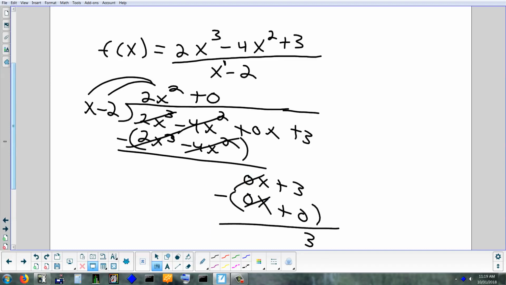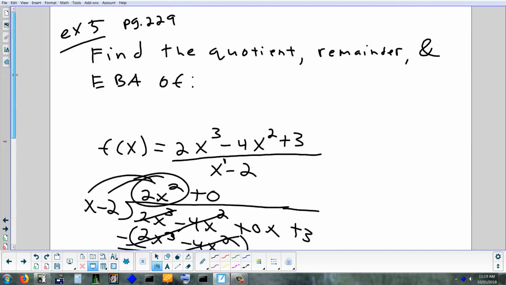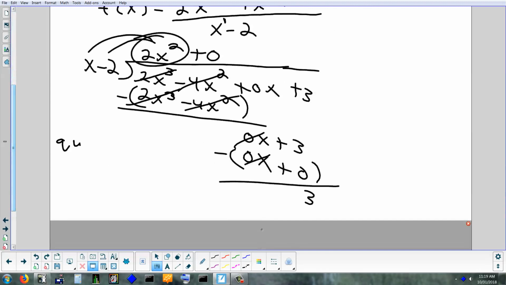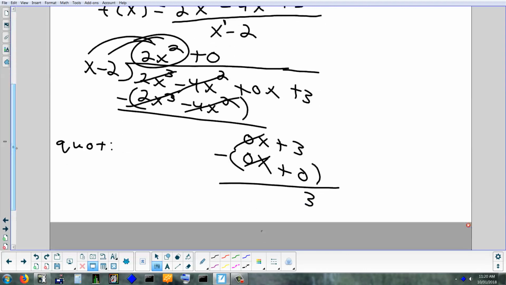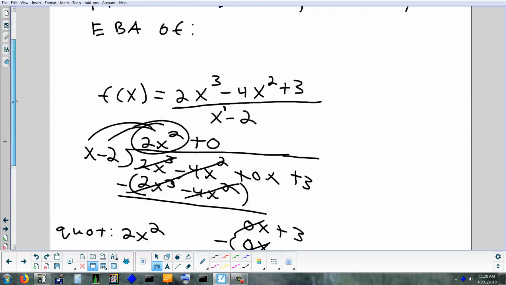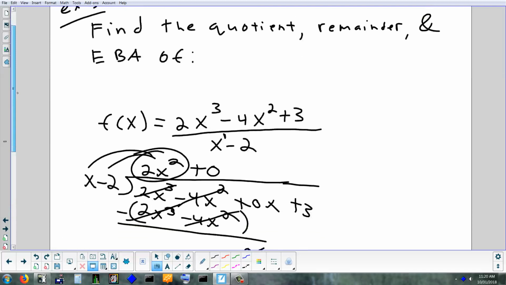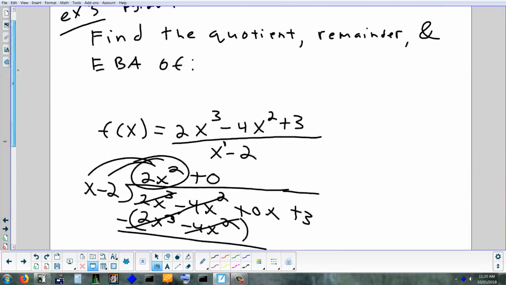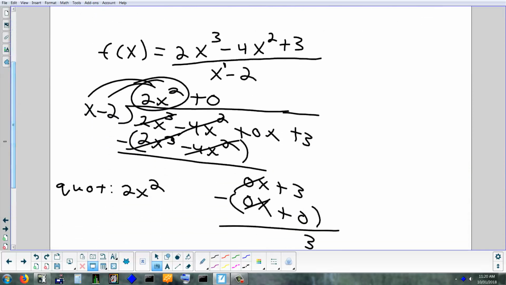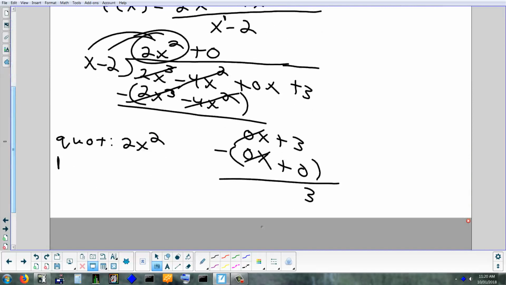Do we care about the remainder? No, all I care about is the quotient. So let's write down what they want to know. Quotient. Okay. What's my quotient here? 2x squared. All right. Well, in terms of, I said, do we care about the remainder? They asked for it. Is it really important to do anything else? No. But they did ask for it, so I'll write it. What was the remainder? 3. It's useless to do anything else with.